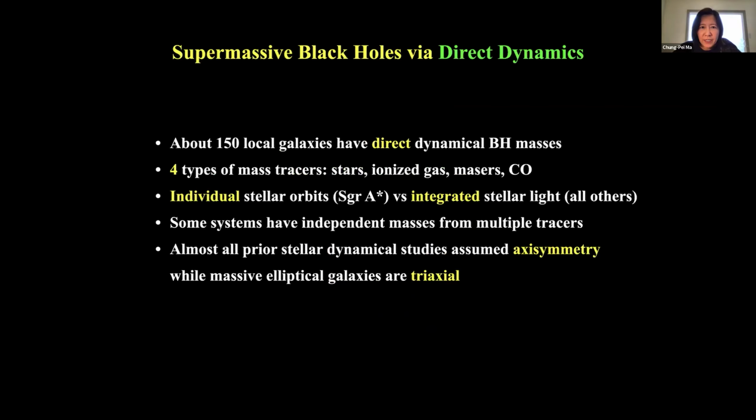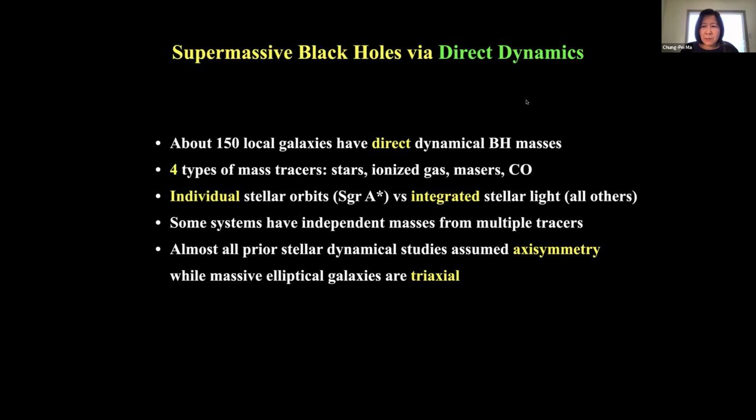So very briefly, again, these are about local black holes, so not the AGNs or quasars Jenny was talking about yesterday. And here we're talking about using direct dynamical tracers. So roughly in the local universe, about 150 such measurements have been gathered over decades of efforts.